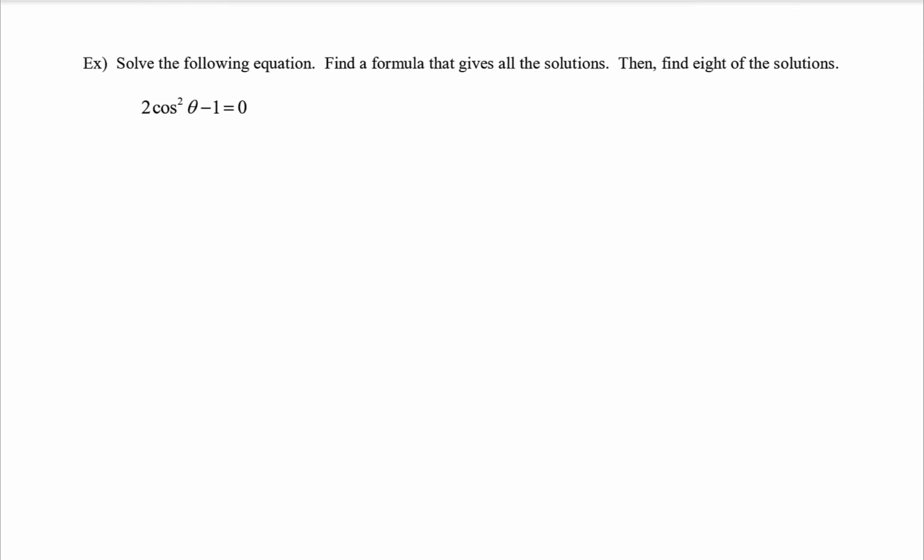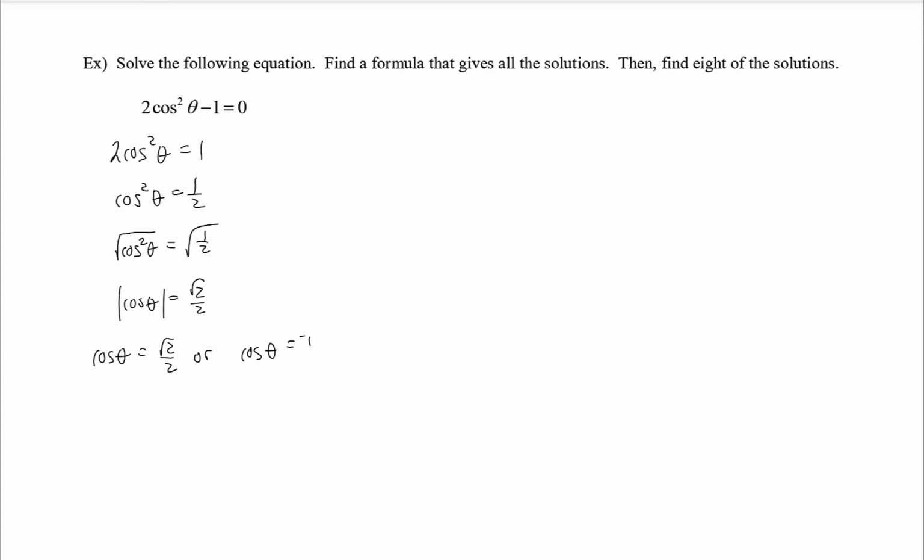So for this first one, we want to solve 2 cosine squared minus 1 equals 0. So I need to isolate the trig ratio. So I'm going to add 1 to both sides, then divide by 2. And then I want to isolate cosine, so I want to get rid of that squared. I want cosine, not cosine squared. So I'm going to find the principal square root of both sides. I'm going to get absolute value of cosine is equal to square root of 2 over 2. I'm going to solve that equation and get cosine of theta is equal to square root of 2 over 2, or cosine of theta could be negative square root of 2 over 2.